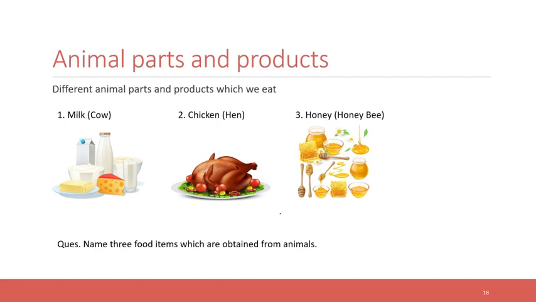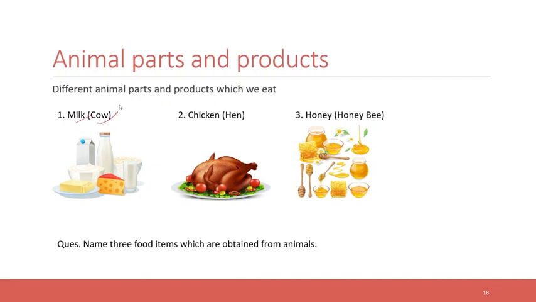So, till now we have found out what parts of the plant we can eat. Now we'll find out what we get from animals. Different animal parts and products which we eat are milk. From where do we get milk? We get milk from either cow, buffalo, goat, right?